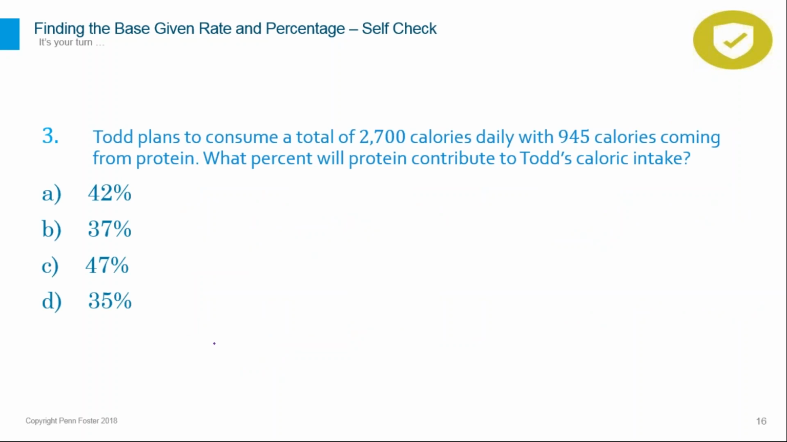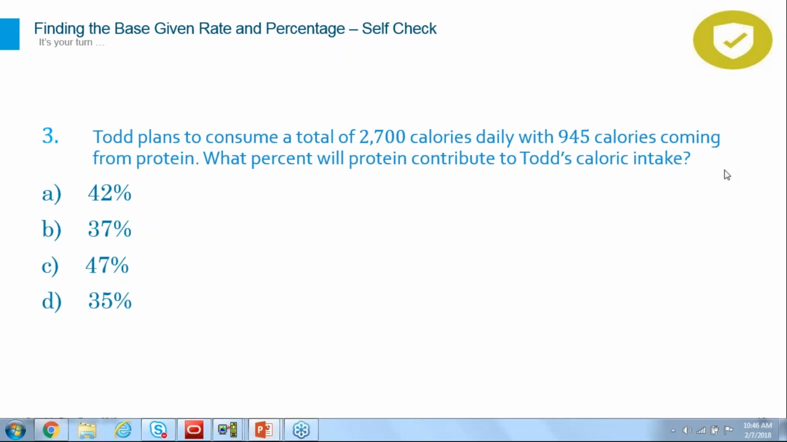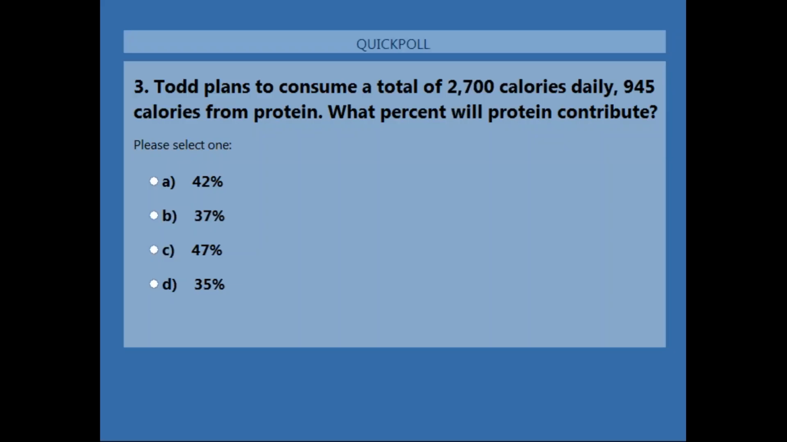A question. Todd plans to consume a total of 2,700 calories daily, with 945 calories coming from the protein. What percent will protein contribute to Todd's caloric intake? Okay, so what is the B? What is the P? What are we trying to calculate here? I'm going to leave you to do that question entirely by yourself. And remember, do not get discouraged. If you get it wrong, it's okay. That is the purpose of this webinar. Here's the question, and here's the answers.